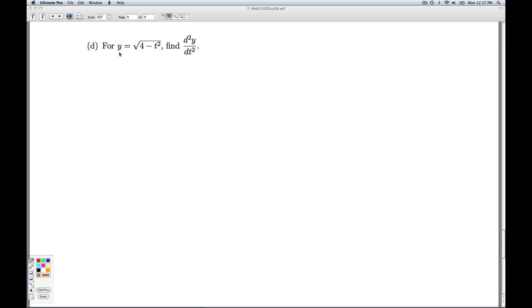Okay, in part D, we're given y as a function of t and asked to find d squared y dt squared. Now remember, this is just Leibniz notation for the second derivative. So we'll get started. First thing we'll do is rewrite that square root as the 1/2 power, and we'll take the first derivative. If you substitute in a value for t, the last thing you would do would be to take care of that 1/2 power.